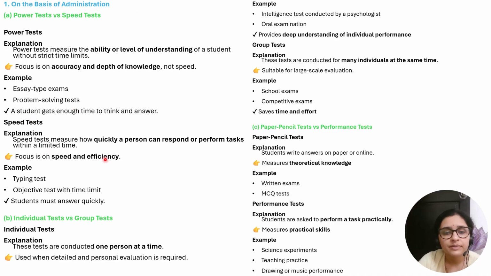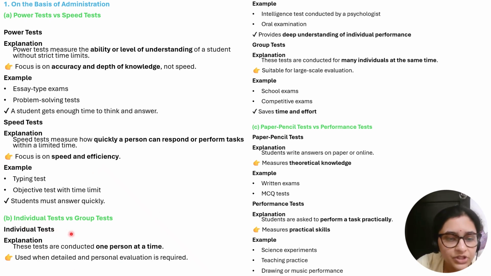Speed test. Speed tests measure how quickly a person can perform a task within a given time. So time comes in here. The time factor plays a very important role here. Focus is on speed and efficiency. Typing test, objective test. Students must answer quickly within the given time.